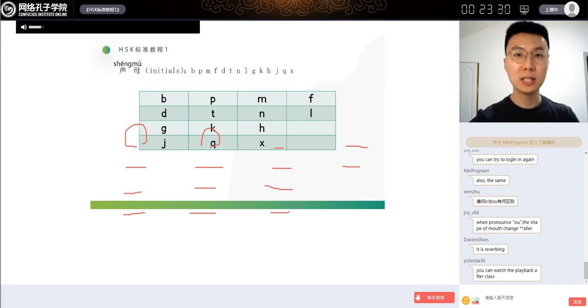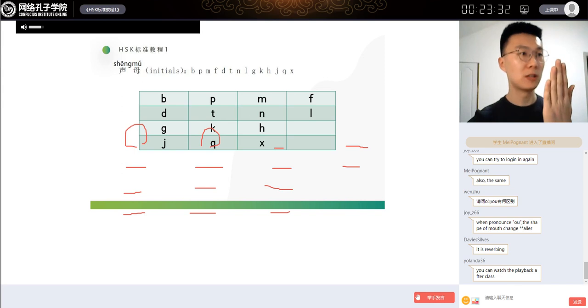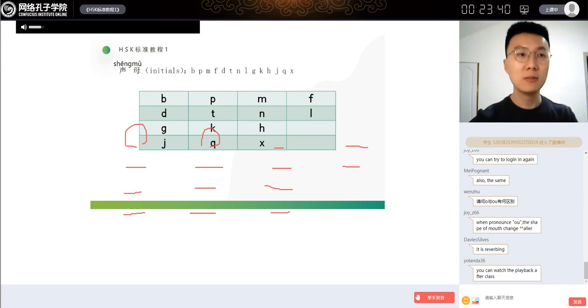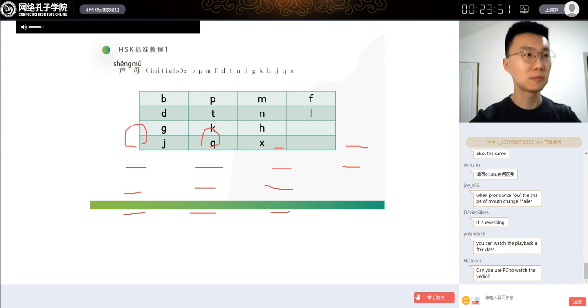Everyone, you can try to put your hand in front of your mouth like this. When we read bo, your hand can't feel the airflow obviously. But when you're reading po, you can obviously feel the airflow. And this one.